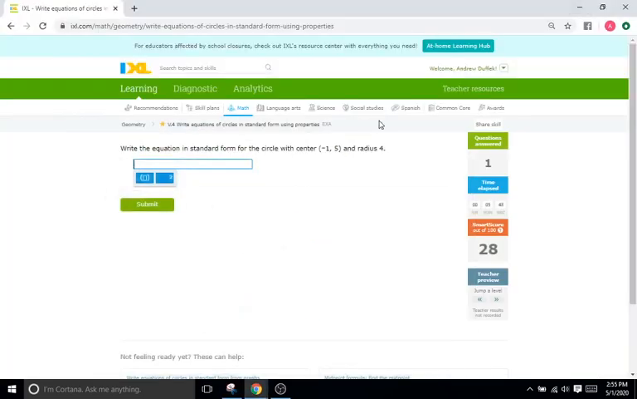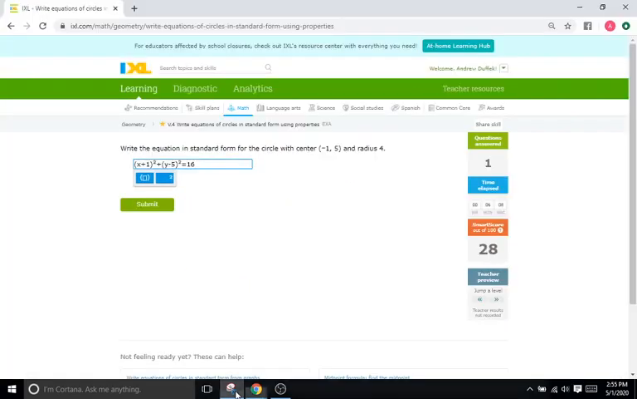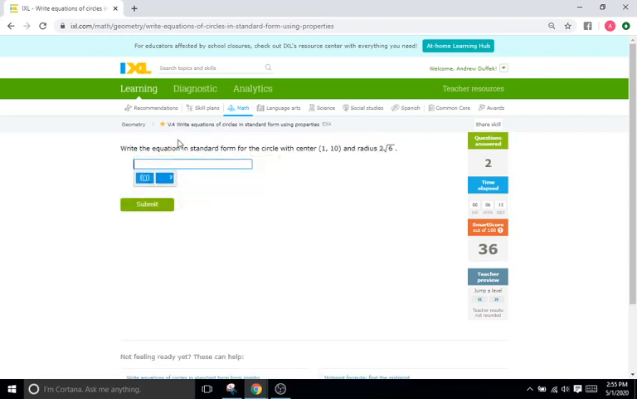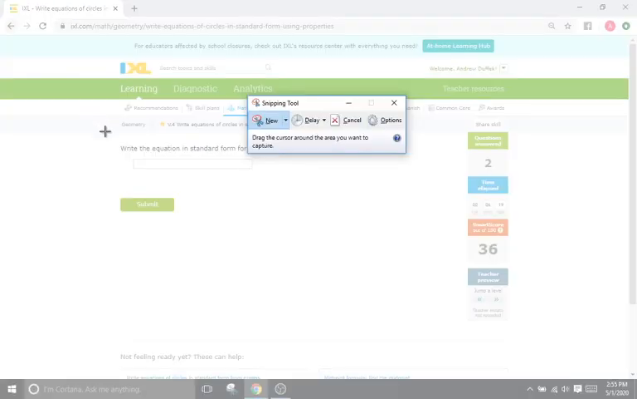So we'll go x plus 1 squared plus y minus 5 squared equals, it was 16. Okay, double checking the work here. Looks good to me. Excellent. Okay. Write the equation in standard form. Okay, with the radius this. Okay, we'll do this problem too because of the abnormal radius.